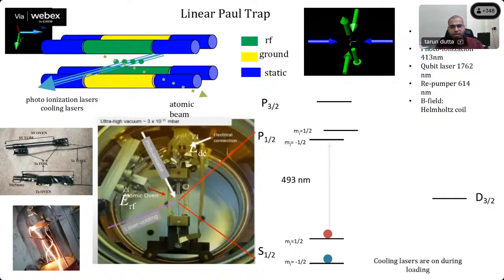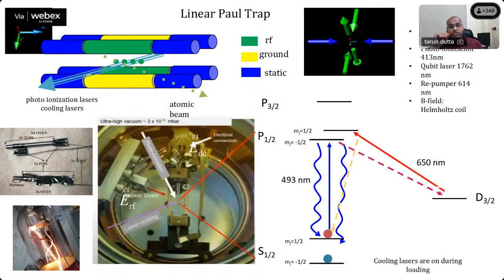Now on the right hand side, I just want to show you some kind of animation. So as I was telling, S1/2 to P1/2 is a dipole transition, so we are using this laser for laser cooling. But if you drive only this transition, then sometimes the population or the ion will go to the other state, the D state, which is a metastable state. So the ion can get stuck over there. But in order to cool it down, it has to be in this S-P cycle. Otherwise, you cannot cool it.